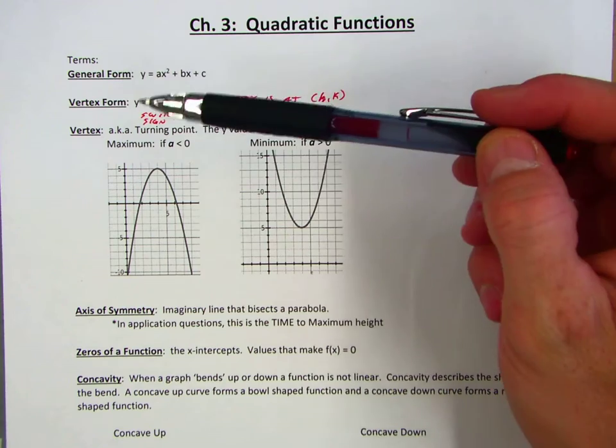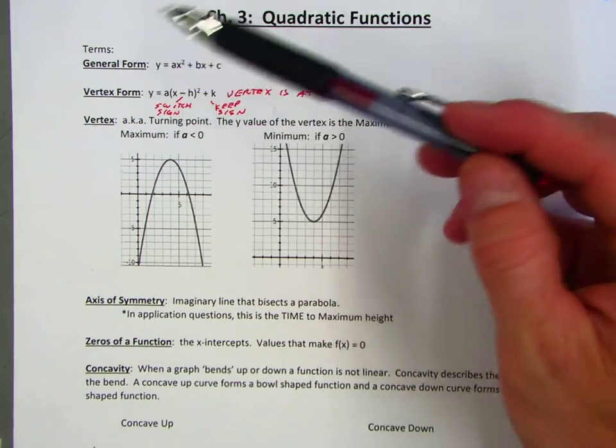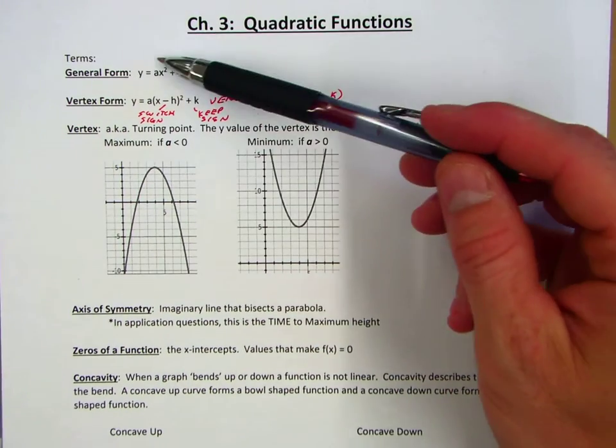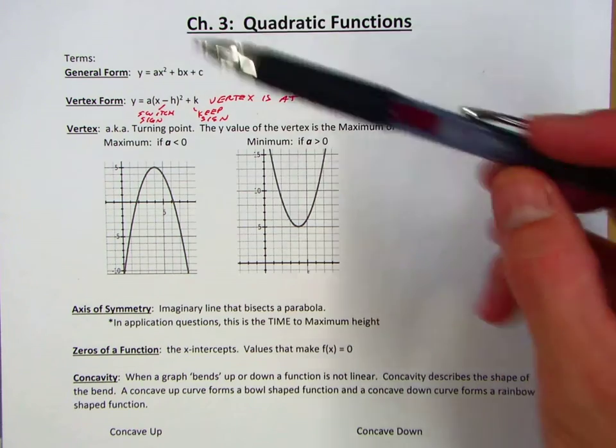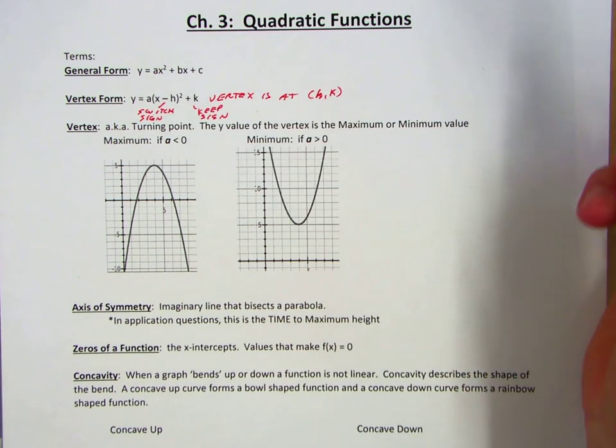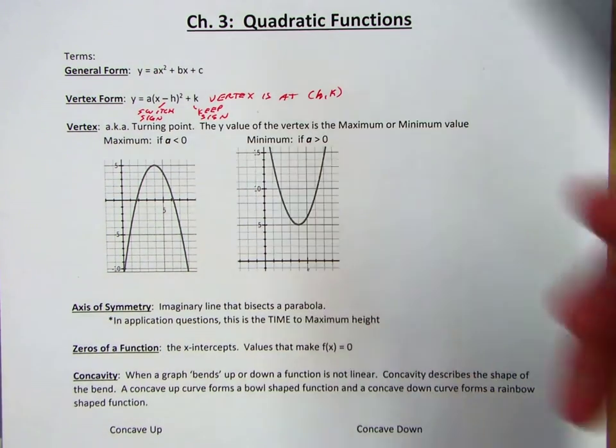A few terms that we have to memorize or remember from last year. General form: y equals ax squared plus bx plus c. A is the leading coefficient. Talk about that in a minute.